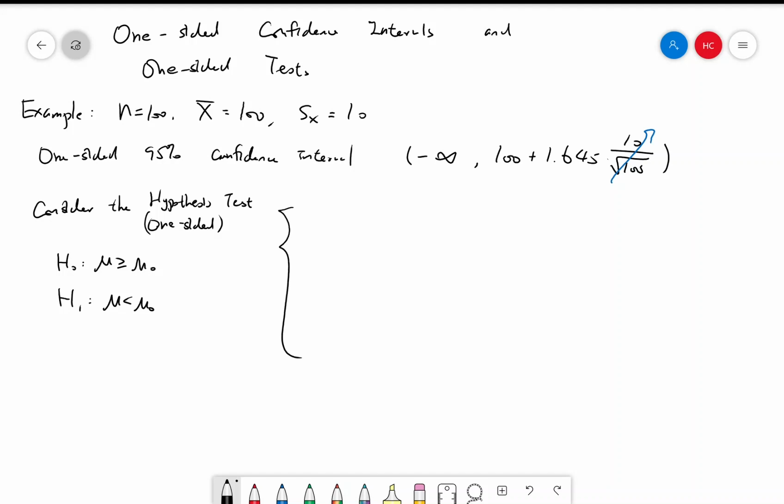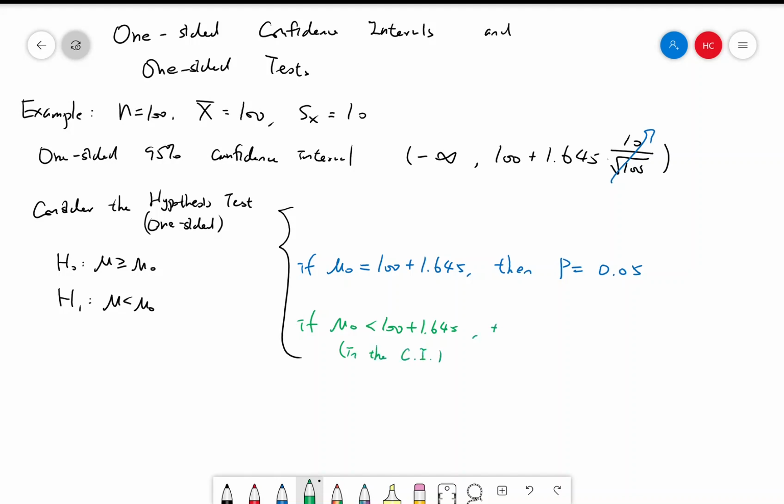And then the 3 cases we have here are going to be exactly the same as the 3 cases we had before. So if mu naught is equal to 100 plus 1.645, then the p-value is equal to exactly 0.05. If mu naught is less than 100 plus 1.645, this means it's in the interval, then the p-value is going to be greater than 0.05. And if mu naught is greater than 100 plus 1.645, this means it's outside of the confidence interval, then the p-value is going to be less than 0.05.